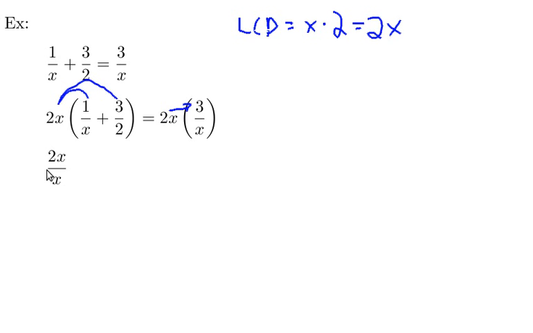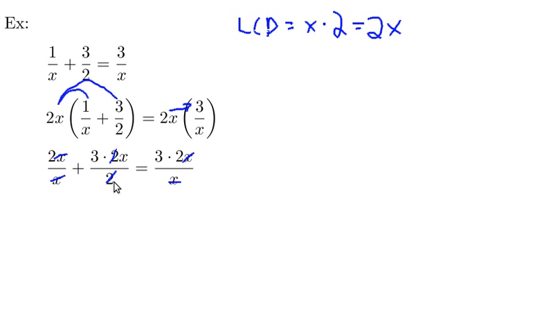So then we have plus 3 times 2x over 2. So this is just 3 times 2x over 2. I could multiply this together to make 6, but it's not really necessary because I'm about to cancel that 2 anyway. Then, of course, we have 3 times 2x over x. So these x's will cancel, these 2's will cancel, and these x's will cancel.